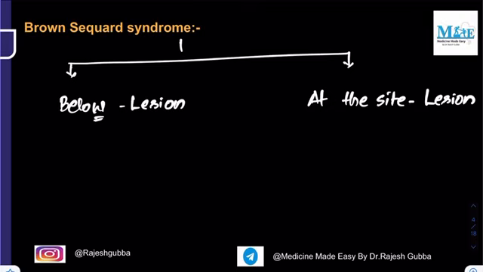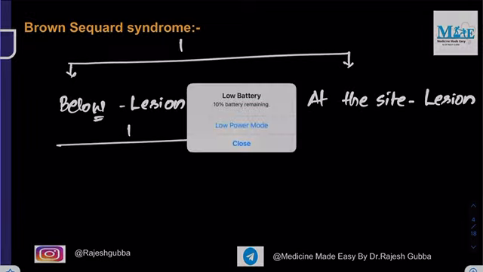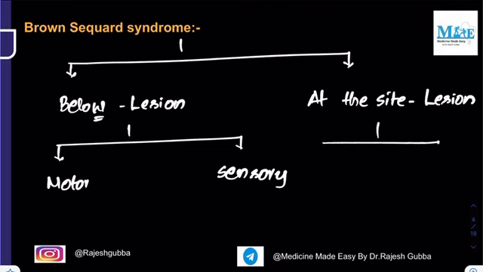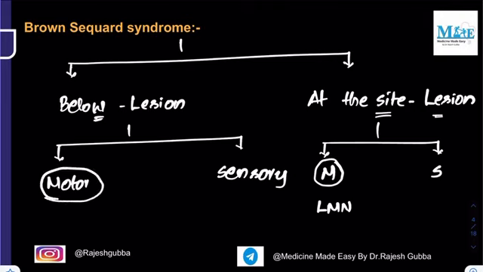And again, below the level of lesion or at the site of lesion, we classify them into the one with motor changes and the one with sensory changes. So even at the site of lesion, you have motor changes as well as sensory changes. Now, at the site of lesion, remember the motor changes will always be lower motor neuron signs, and below the site of lesion in the spinal cord, it will always be upper motor neuron signs.